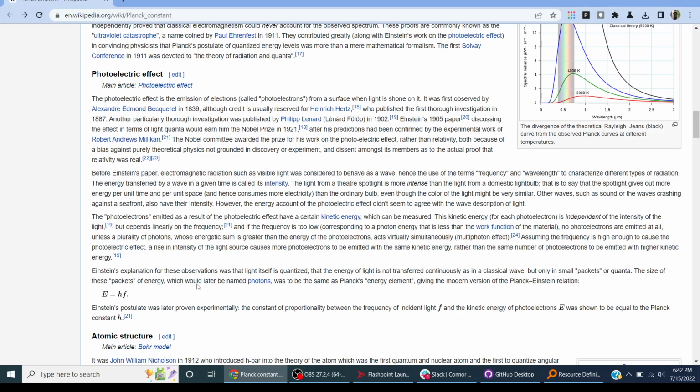The size of these packets of energy, which would later be named photons, was to be the same as Planck's energy element, giving the modern version of the Planck-Einstein relation, E equals hf. Einstein's postulate was later proved experimentally. The constant of proportionality between the frequency of incident light, f, and the kinetic energy of photoelectrons, E, was shown to be equal to the Planck constant, h.